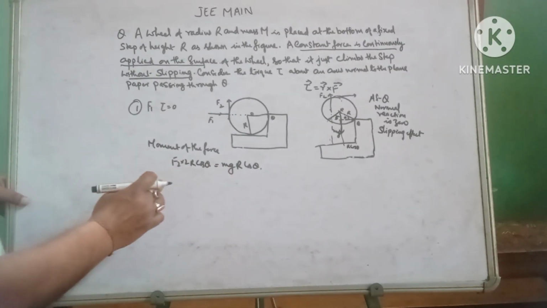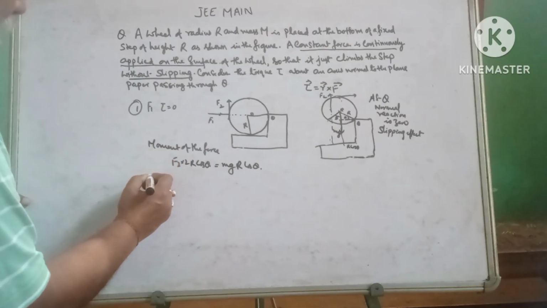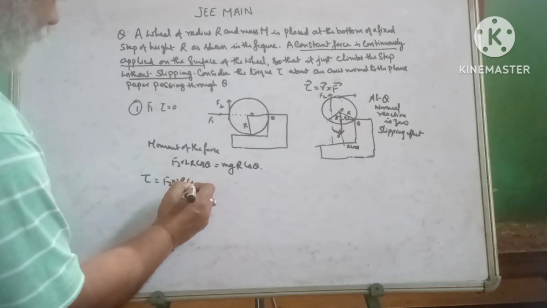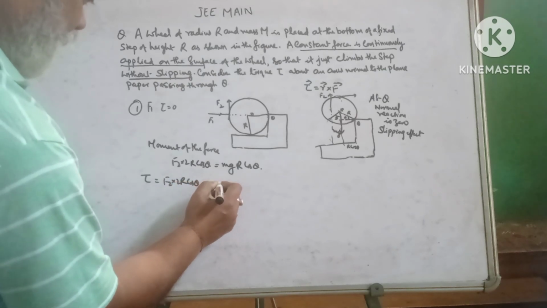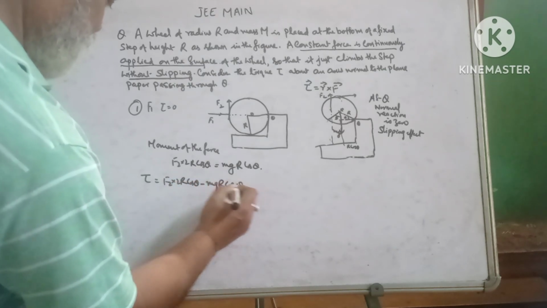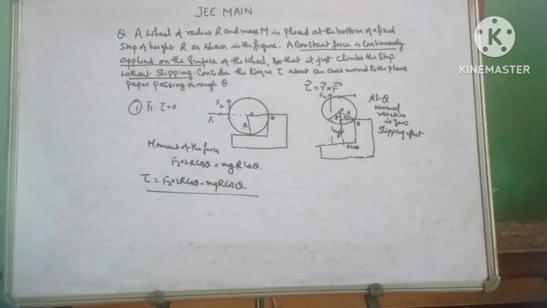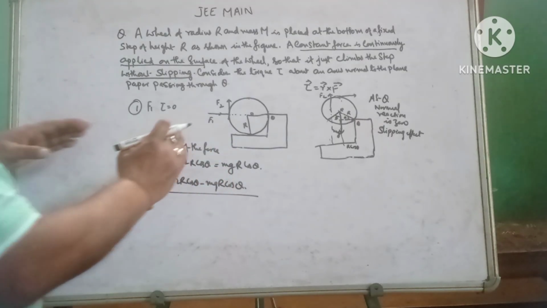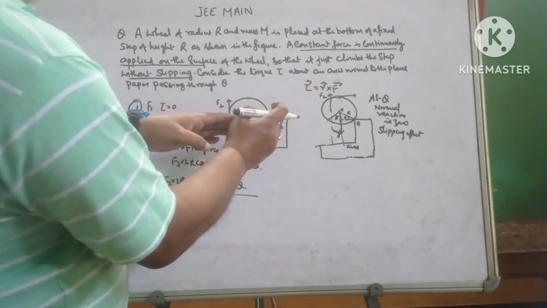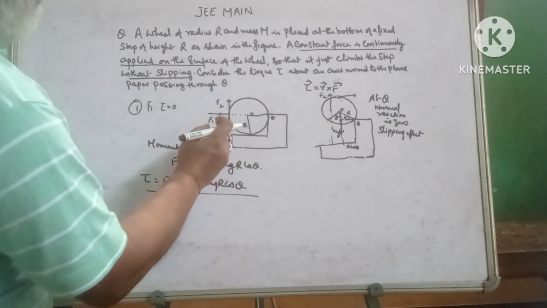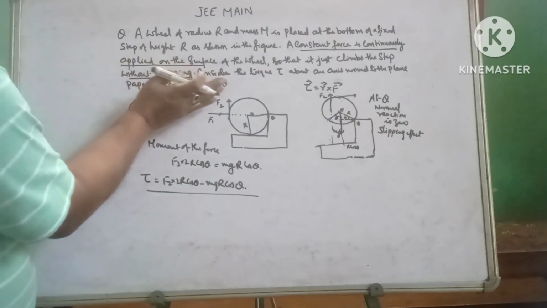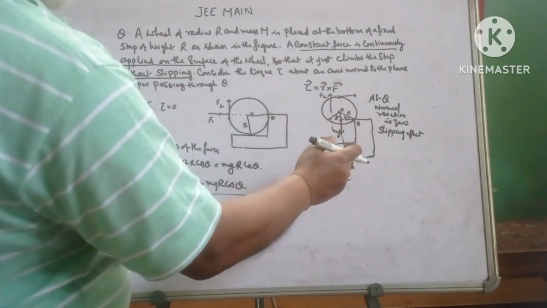So your torque will be equal to F2 into 2r cos theta minus mg r cos theta. This will be your torque. So this is a practical application. If you want to move this wheel out of this step, you have to apply the force in this direction continuously, and the ball will move outward.